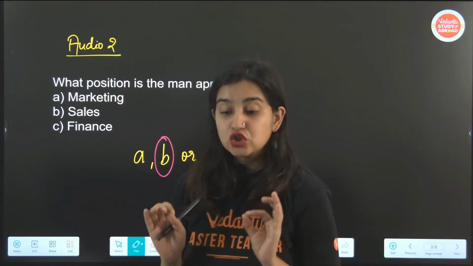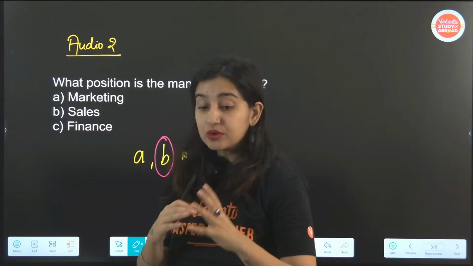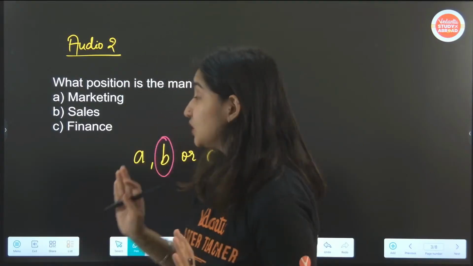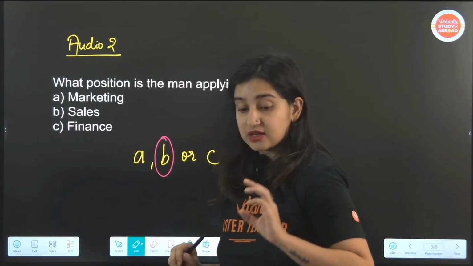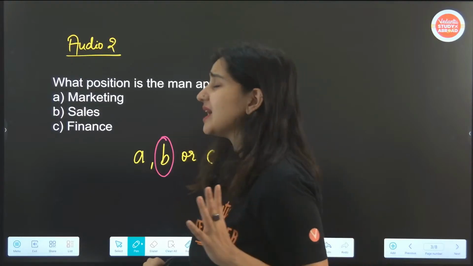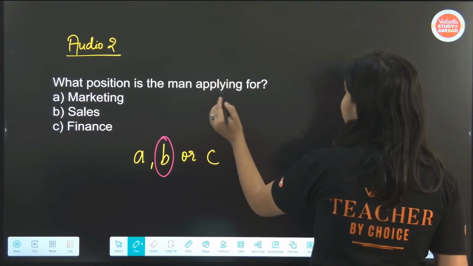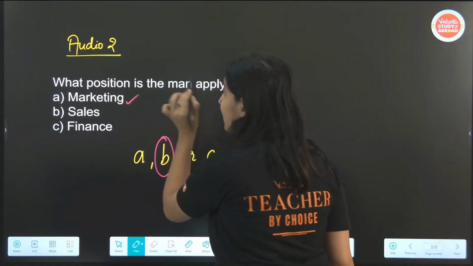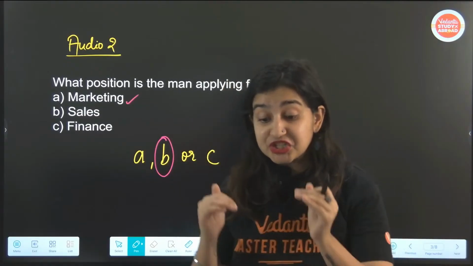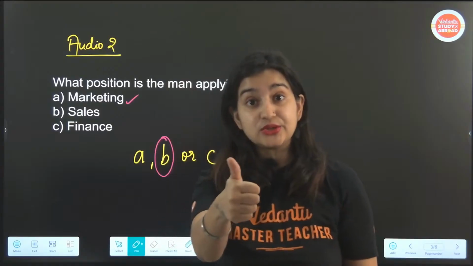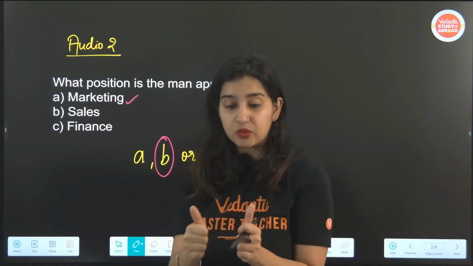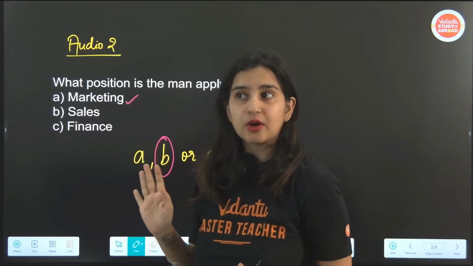It can happen. So when you're listening to the audio, you know the question, right? Because you've read the question beforehand. So as soon as the audio says that the man is applying for a marketing position, you mark this as the correct answer, which is the right thing to do. You need to do this. Right? Good job. Okay. So simultaneously, you've ticked on marketing.